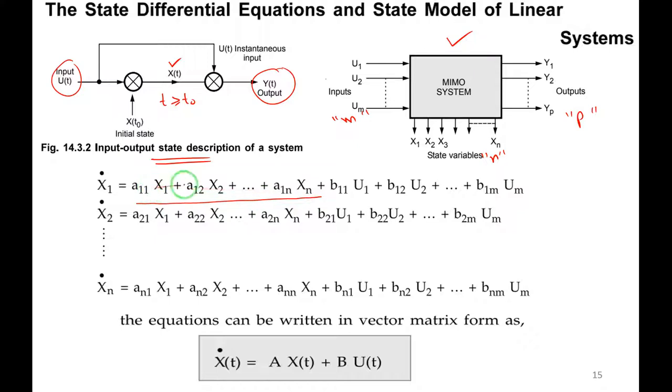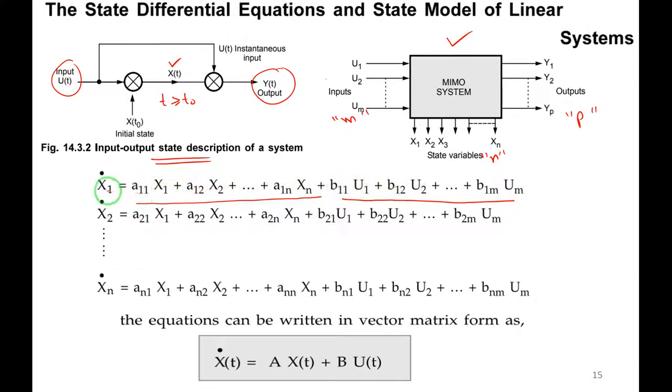You can observe here x1, x2 and so on xn, and it is a function of the inputs u1, u2 and um. Since this is the first state, we will write a11. With respect to the state variables, we will use the letter a. With respect to the input variables, we will use the letter b.